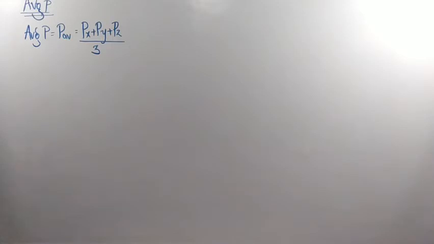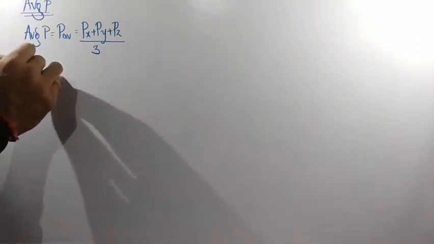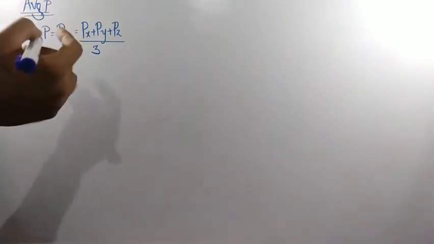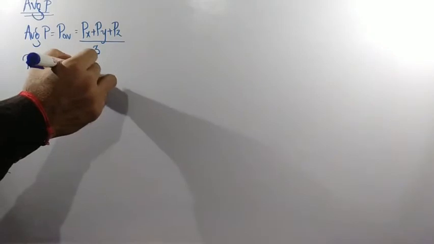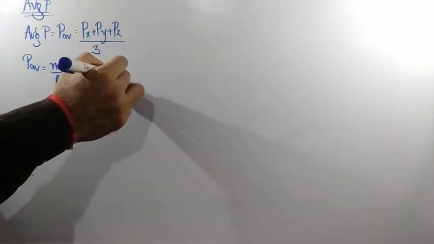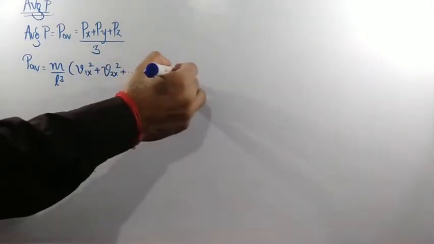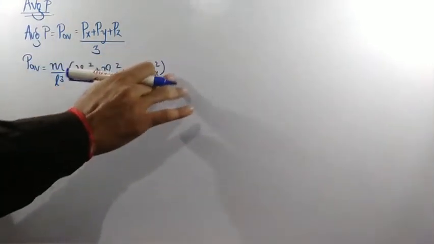If I write all the things, the P average value will be Px value plus Py value plus Pz value. I hope you remember the Px value, that is m by L cube. Inside the bracket, v1x square plus v2x square plus so on plus vnx square. This is about Px. Now plus Py we have to write.